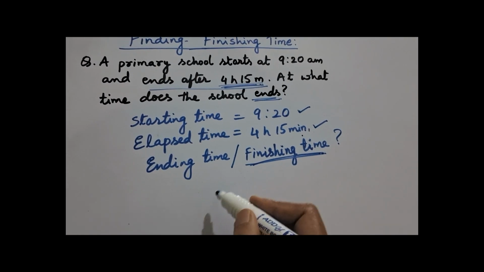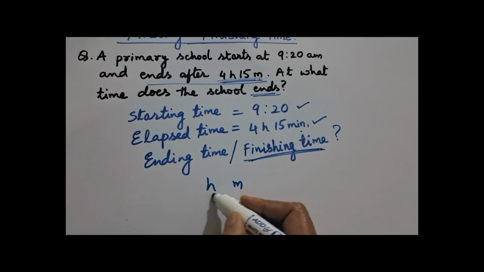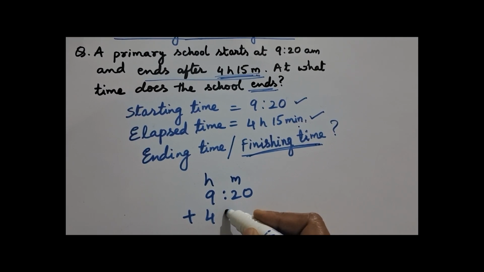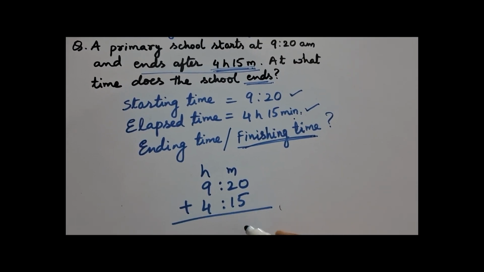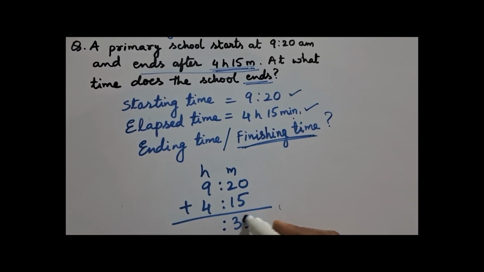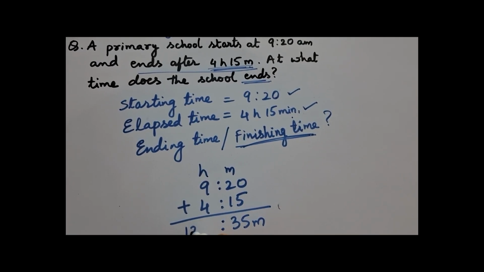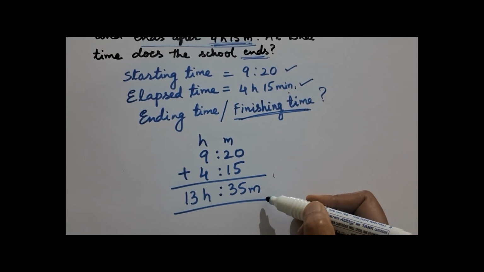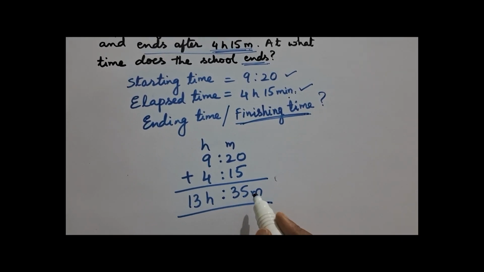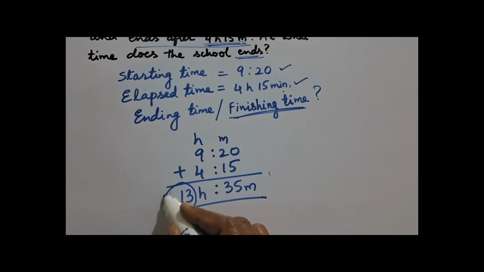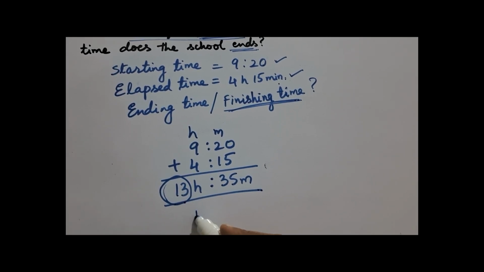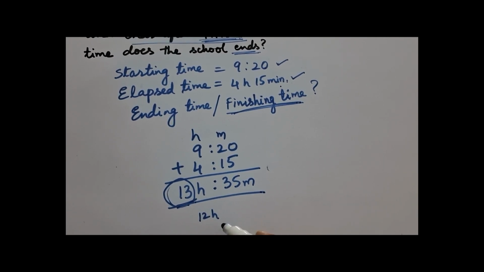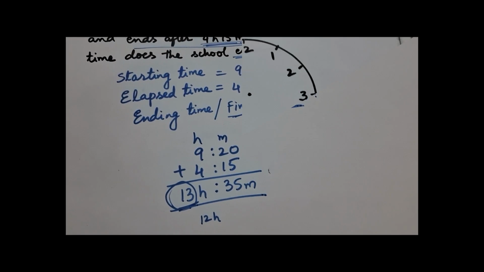So now, hours and minutes: this is 9 hours 20 minutes plus 4 hours 15 minutes. We are getting 35 minutes and 13 hours. Okay, children, but we want this in clock time. But on a clock, we don't have a 13th hour, isn't it? We have only a 12-hour clock, isn't it? Then how to convert these hours to clock hours, we will see.